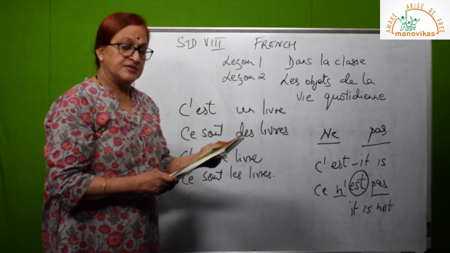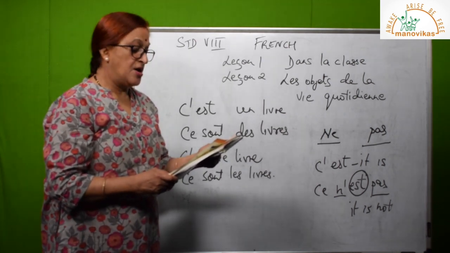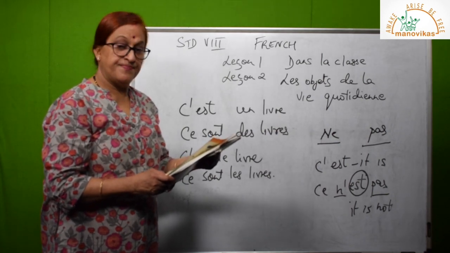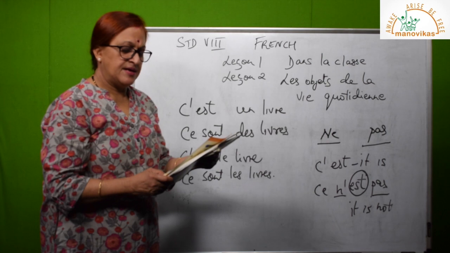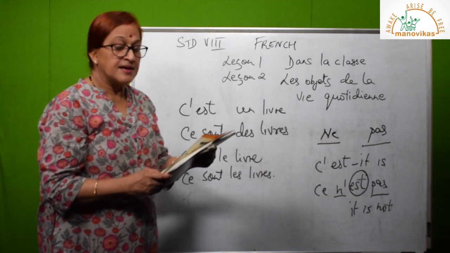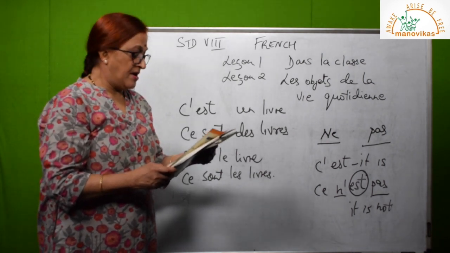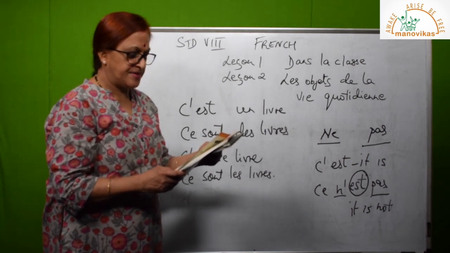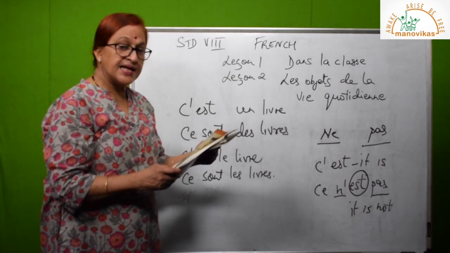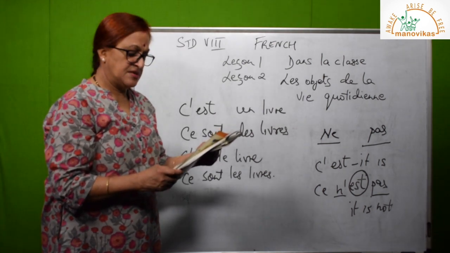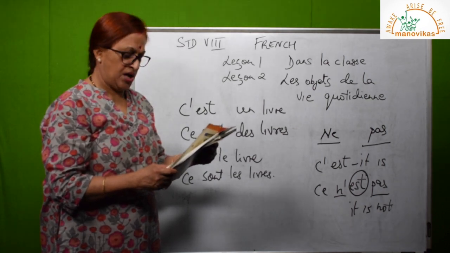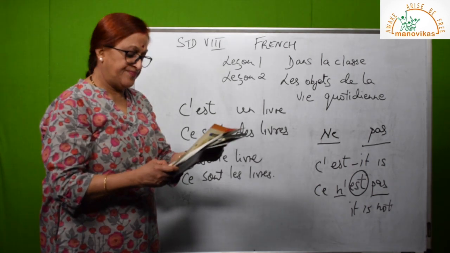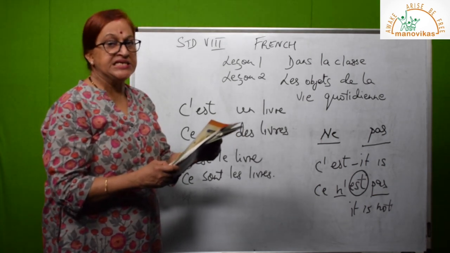Une horloge, wall clock. Une fenêtre, window. Une porte, door. Un plancher. Plancher is floor. Un plafond. Plafond is ceiling. Une lampe. That is a lamp. Calendrier. Calendar. Un mur. Wall. Une montre. Watch. Une clé. That is key.